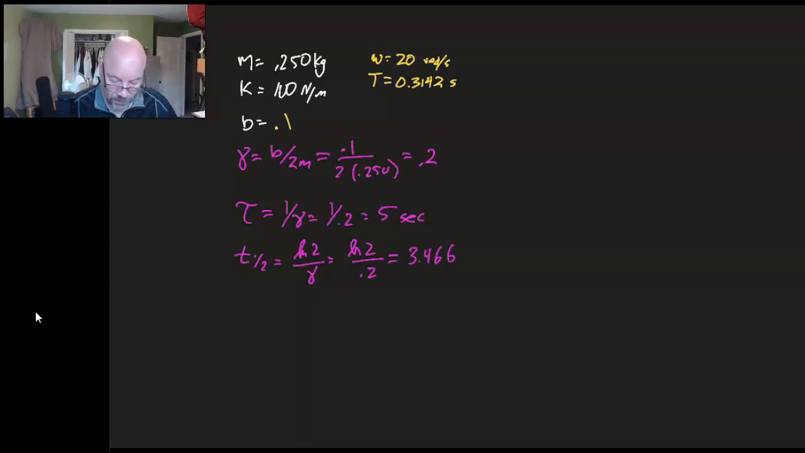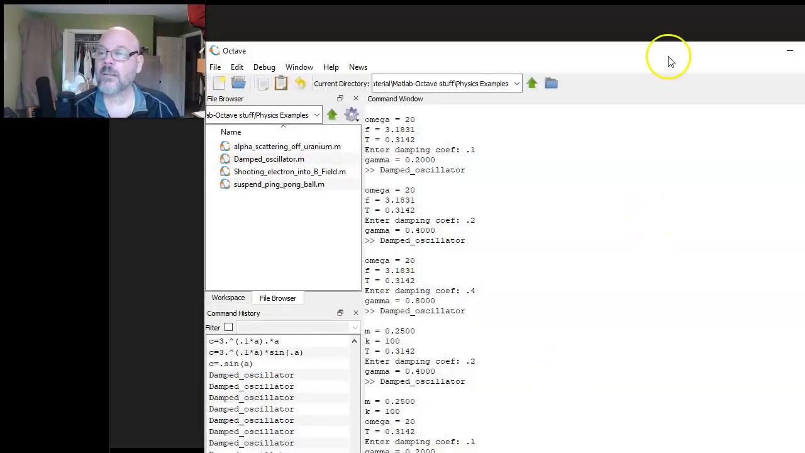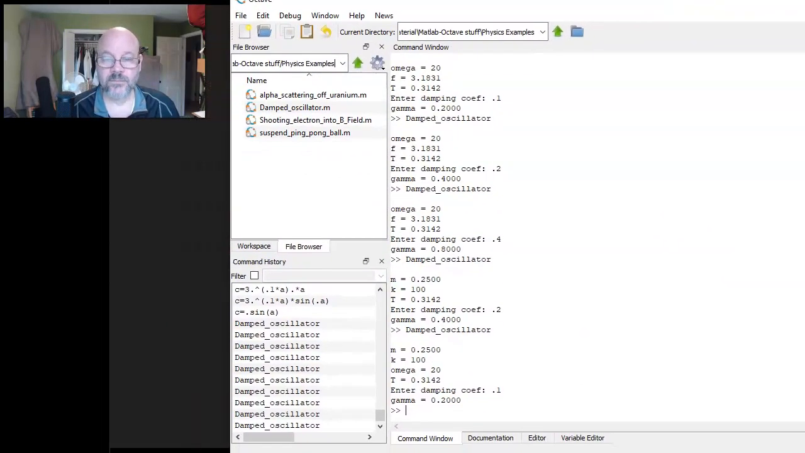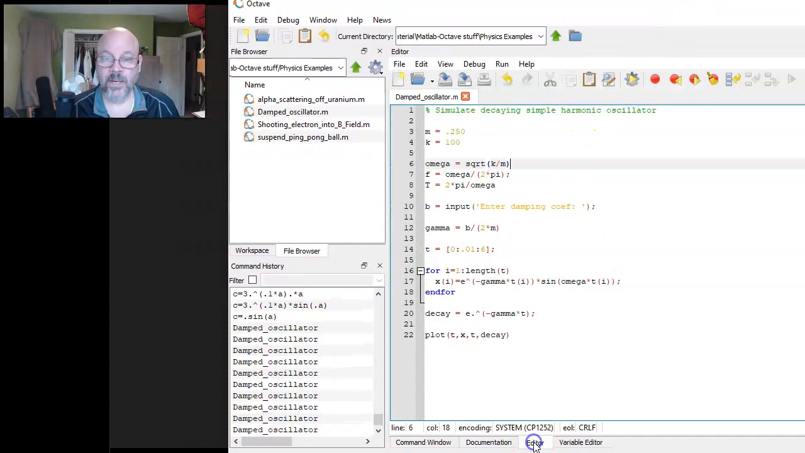Let's take a look at some numbers that I ran using, for the engineering folks, you'll recognize this, something called Octave. I wrote a little program here. I've got my mass, my spring constant, and all my other descriptors: omega, F, and T. The way I wrote the program, it's going to ask for a value of b, calculate gamma, and then do the function.